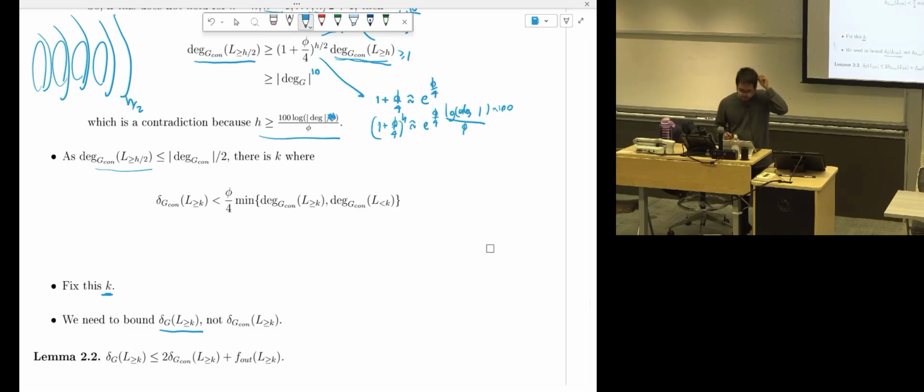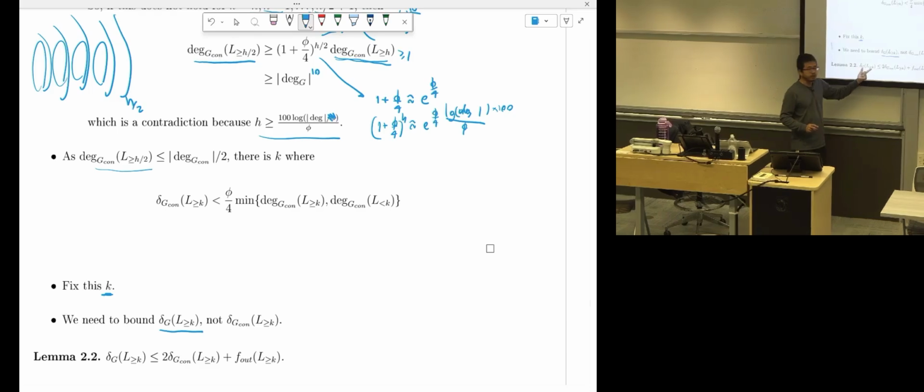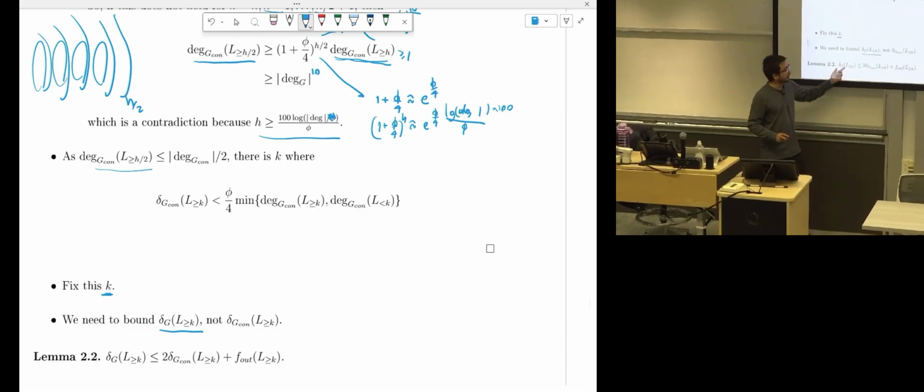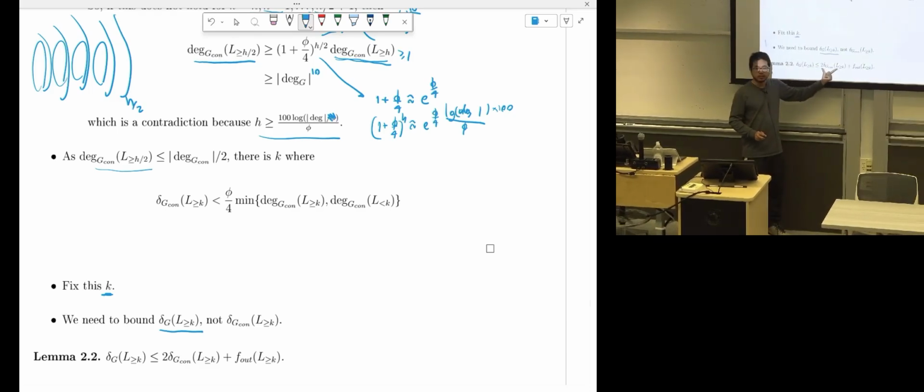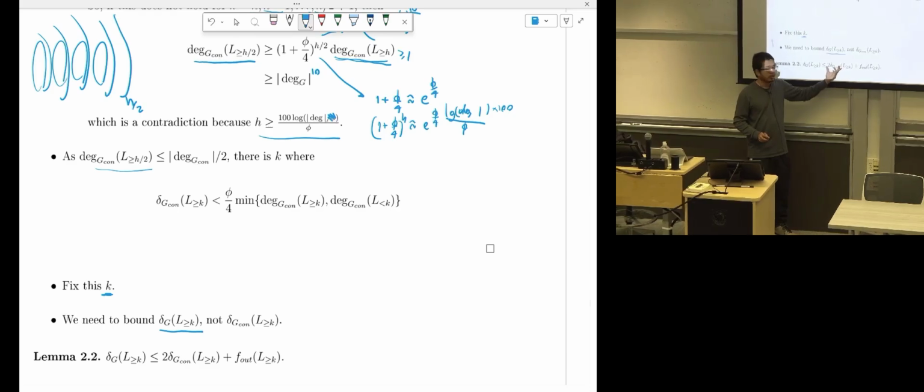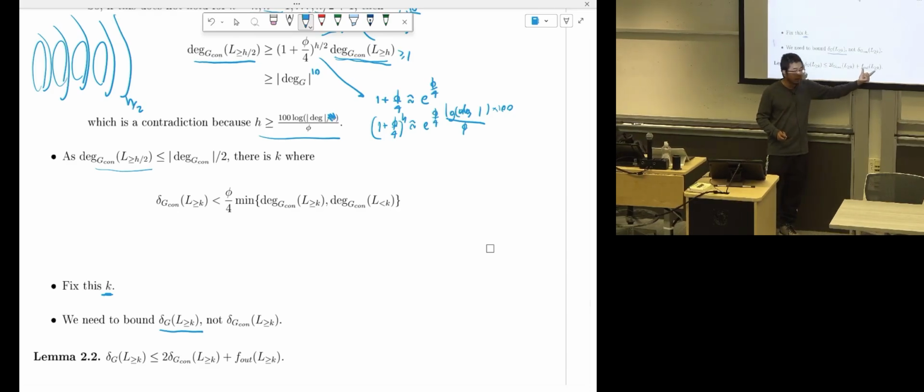And now I claim this. The cut size in G is at most twice G-con, twice G-con plus the flow out of the cut. We saw before that this is small. We're going to prove that it is small later, but let's see why this is true first.